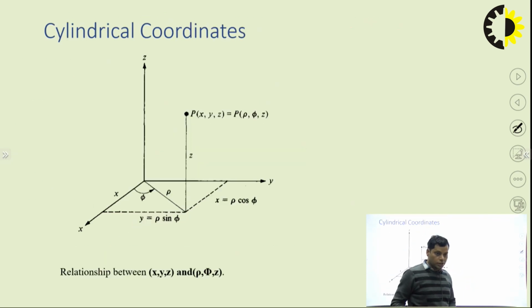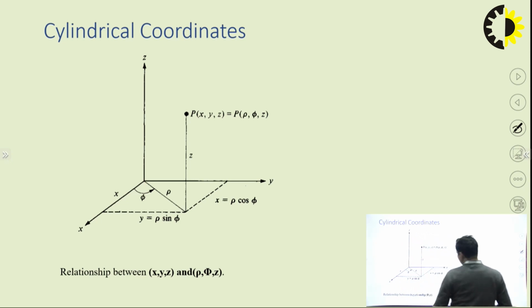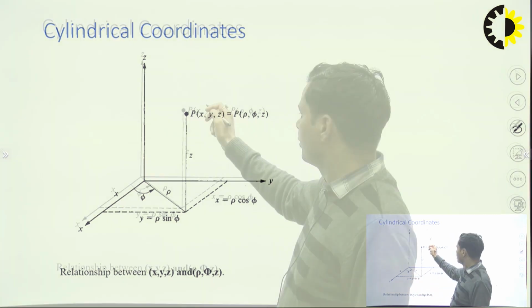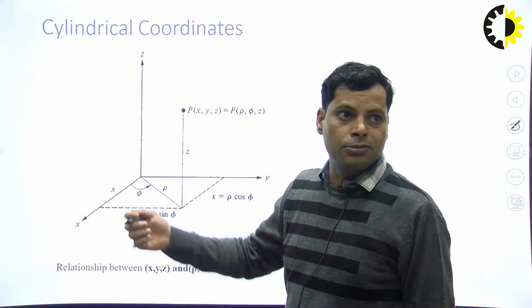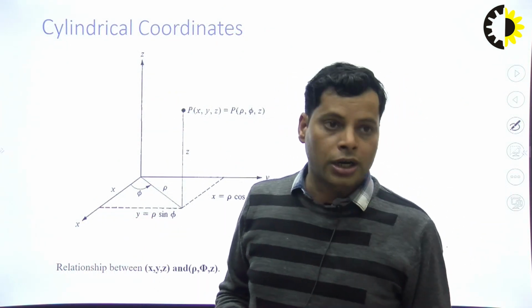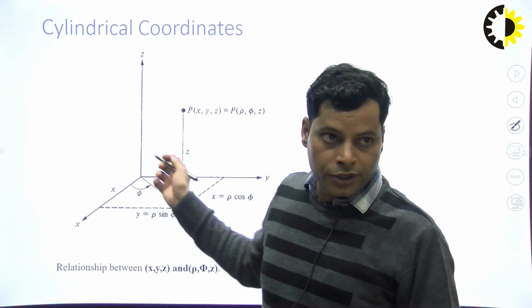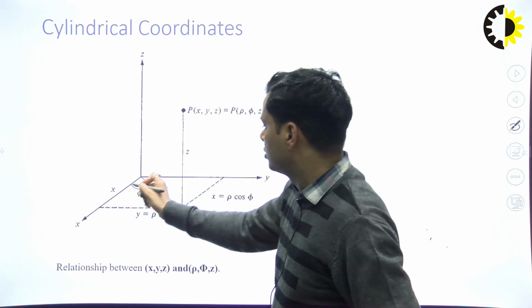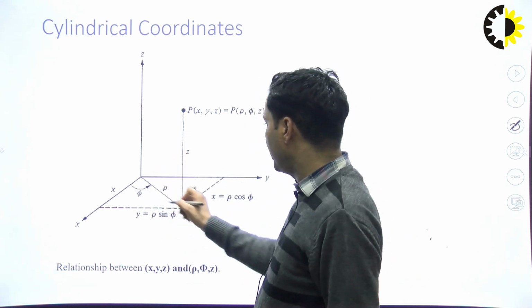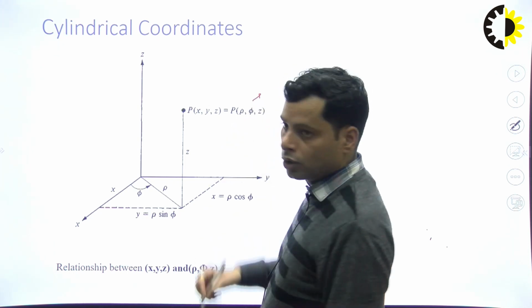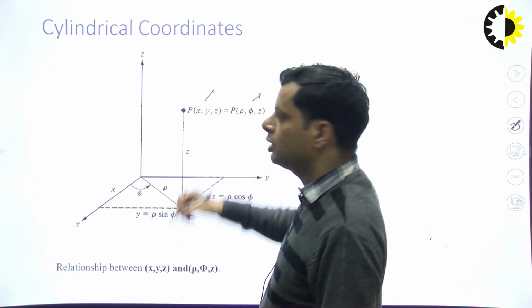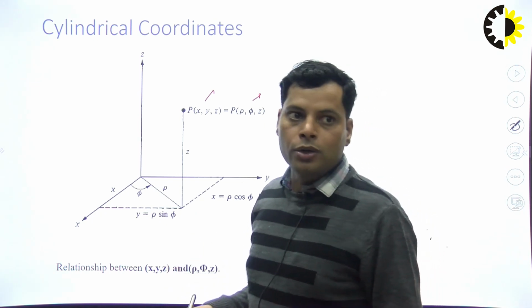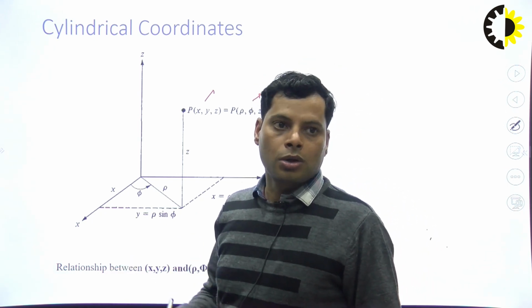Okay, so in this cylindrical coordinate system, we can see the actual dimensions of the coordinate system in the x, y, z direction. In order to make a relation between the rectangular or Cartesian coordinate system and the cylindrical coordinate system, we are now using this geometry. Here x, y, z are the Cartesian coordinates and rho, phi, z are the cylindrical coordinates. So we want to make a relation between these two coordinate systems.